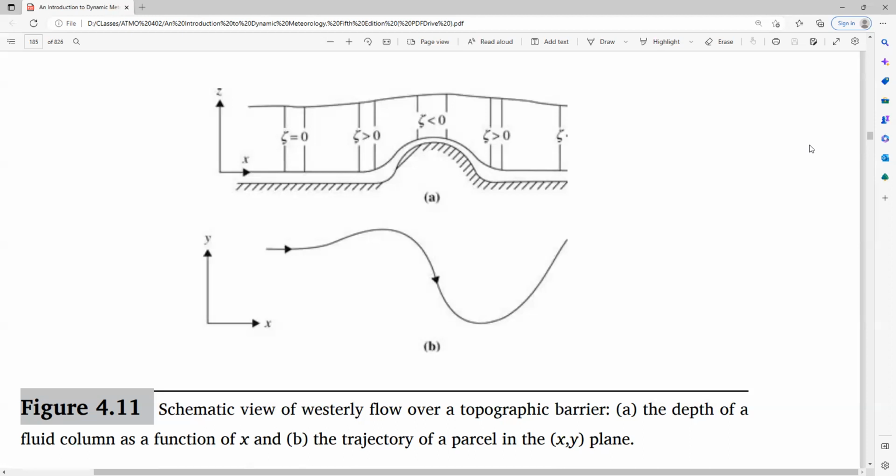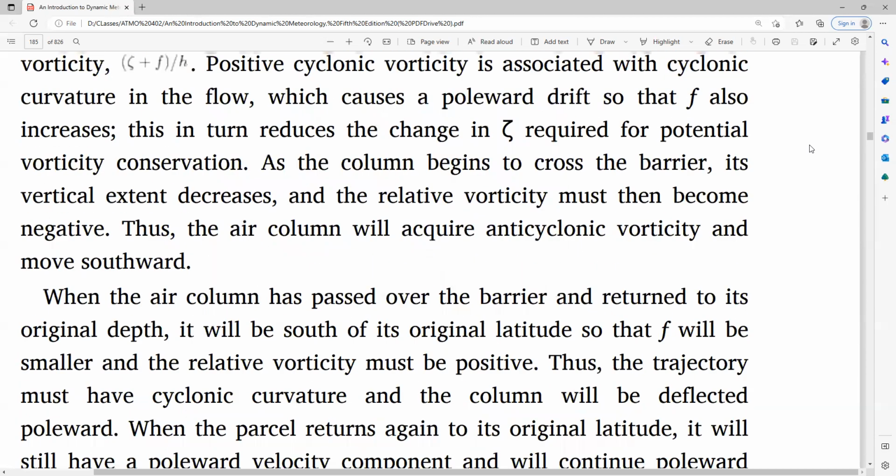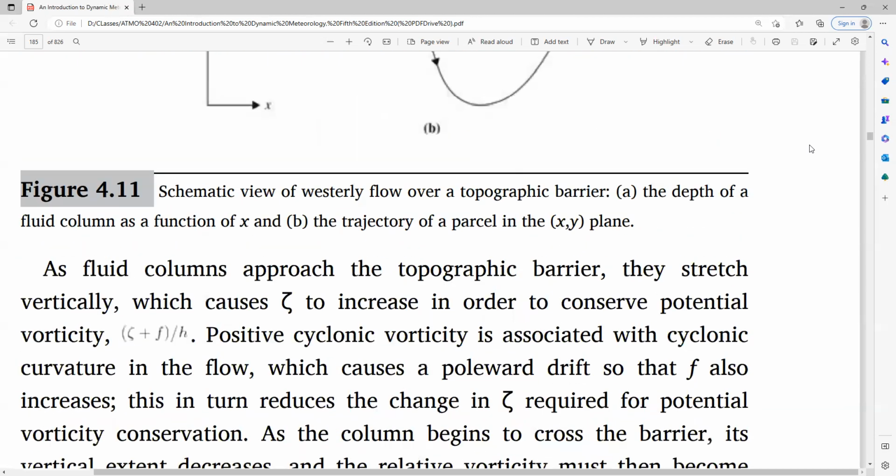easterly flow, the situation is different. So the key here is non-divergent flow in compression. The absolute vorticity divided by the depth of the fluid will be constant.